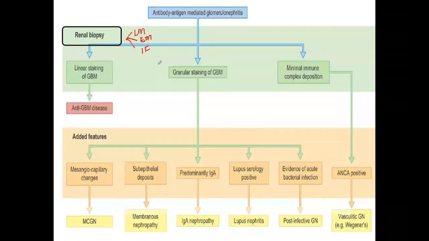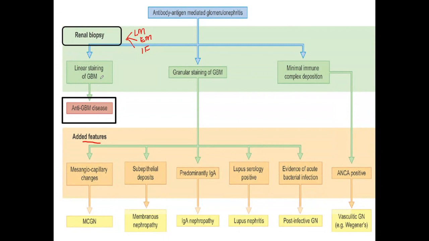They have three main patterns that you see: linear staining of the renal biopsies, or granular staining, and sometimes there is minimal complex deposition in the biopsies. But of course, you have to bear in mind that the additional features are very important. You have to take these into consideration along with the renal biopsy, and this is when you will reach the final conclusion, which you see at the bottom.